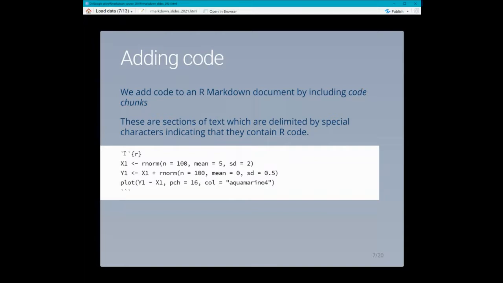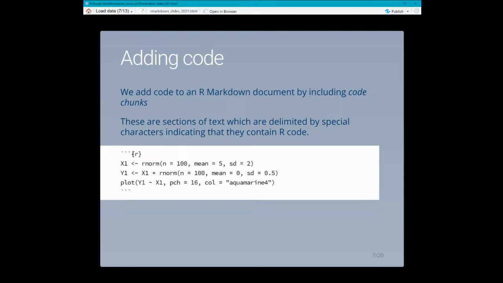So this is an example here, and can you see my mouse pointer? If I highlight that, can you see that? Yep, you can see that. Okay, so this is the special character set that tells R Markdown that you're at the start of a chunk of R code. So it's 3 backticks and then R in curly braces.